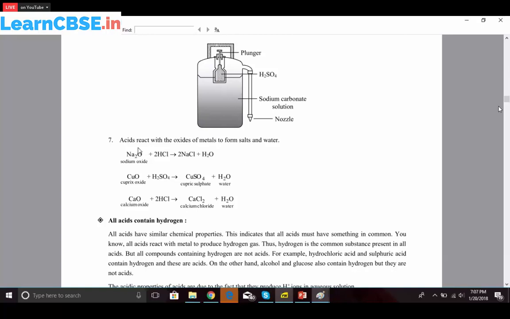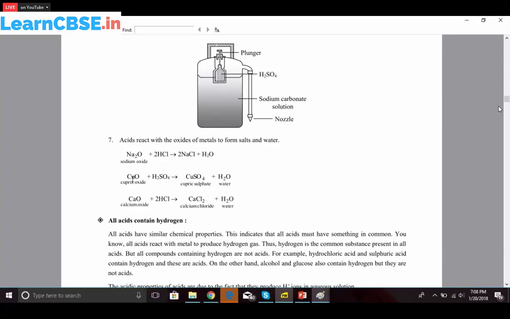Next one, the acids react with the oxides of the metals to form salts and water. So this is Na2O, sodium oxide, a metallic oxide. The metallic oxide is always a basic oxide, because when you dissolve it in water, we get NaOH, which is nothing but a base. So that Na2O reacts with the HCl. Actually, this is a base and acid reaction. So we will get NaCl plus H2O. This is the neutralization reaction, because the acid reacts with the base.